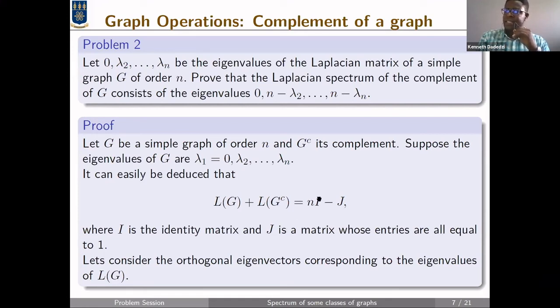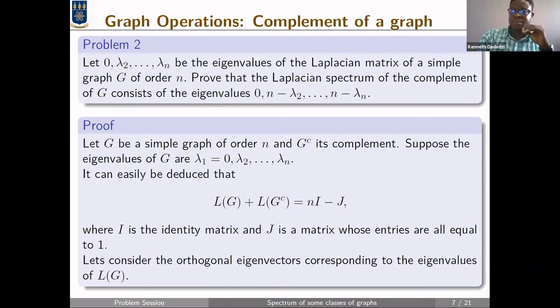So I is the identity element, and n is just to compensate for the subtraction in the diagonal entries. That's the degree of each vertex, right? And with this, we have a nice arrangement of how to compute the Laplacian spectrum of the complement. So we consider the orthogonal eigenvectors corresponding to L of G, as Stefan mentioned earlier on. We have the spectrum, since it's symmetric, which has orthogonal eigenvectors.